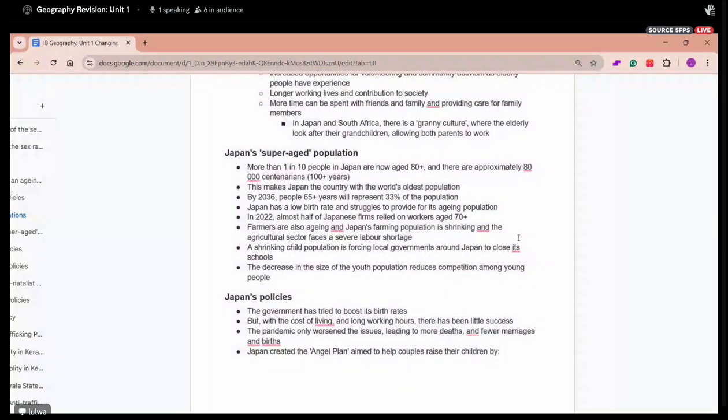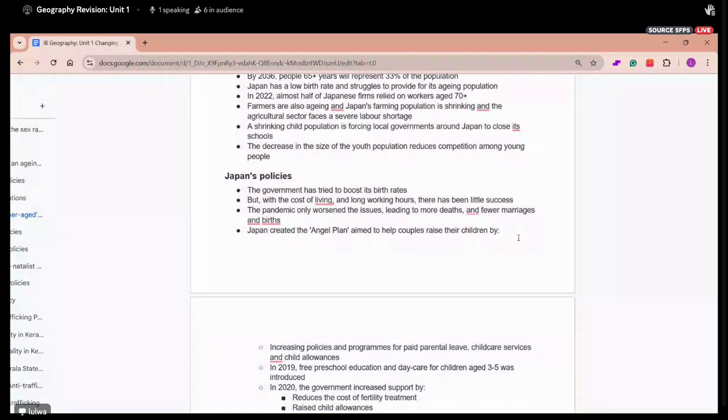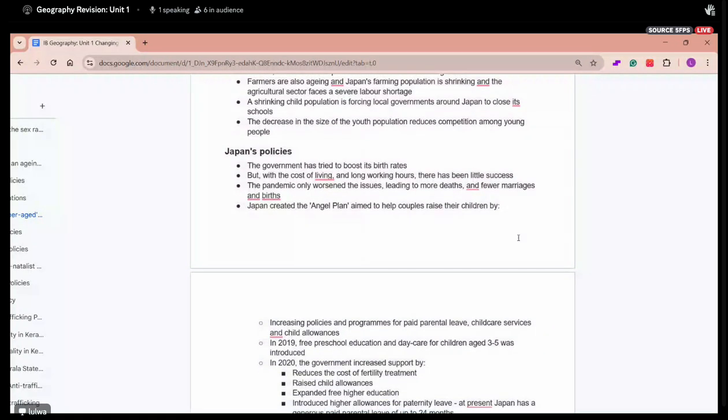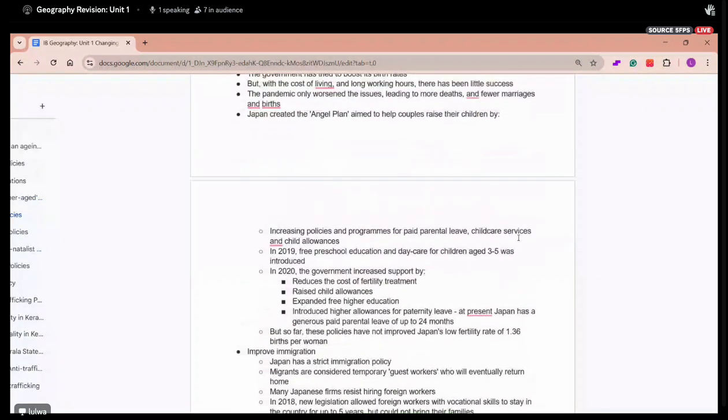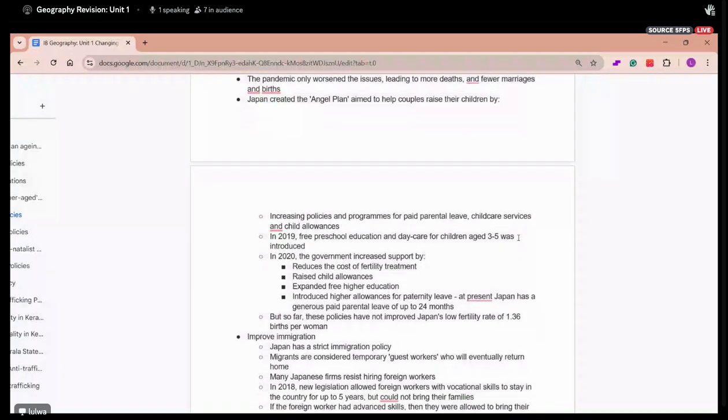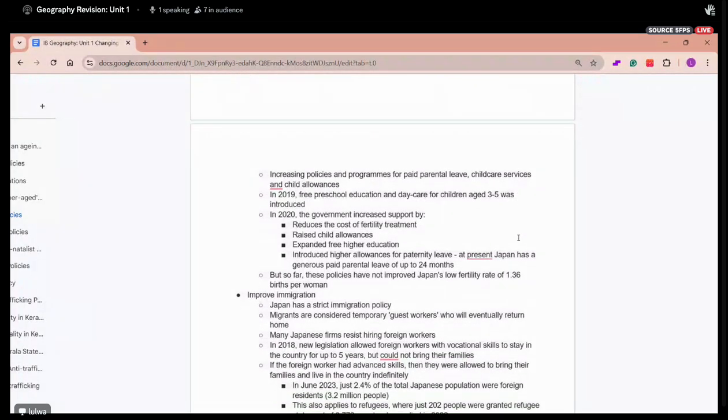And so, Japan's policies: the government has tried its best to boost its birth rates. However, with the cost of living and long working hours, there is little success. And the pandemic only worsened the issues, leading to more deaths and fewer marriages. Japan created something called the Angel Plan, which tried to help couples raise their children by increasing policies and programs for paid parental leave. And in 2020, the government increased support by reducing the cost of fertility treatment and raised child allowances. But so far, these policies have not really improved things.